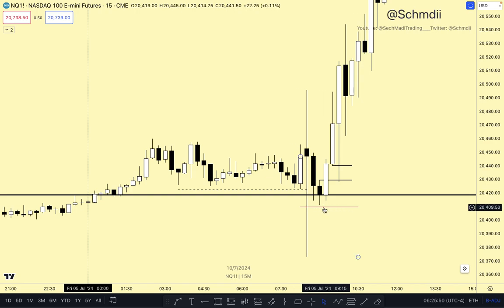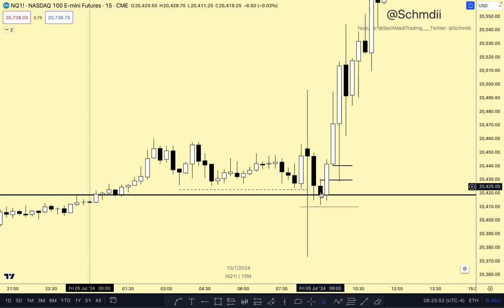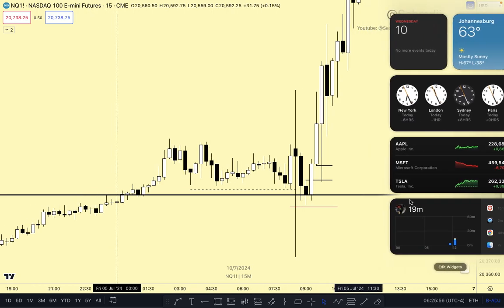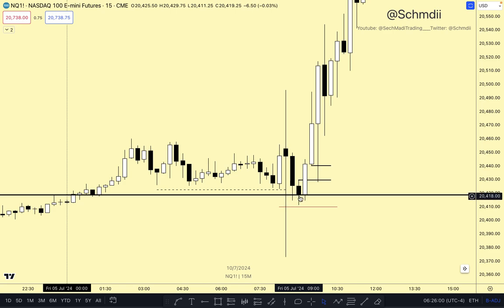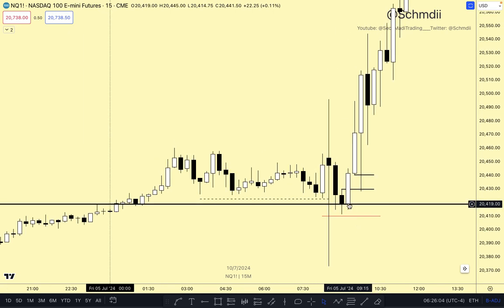You can see we didn't get anywhere near that midway point, and also note how price is respecting that 4-hourly order block that we drew up earlier. No close below the order block, right? Price then begins to shoot up. This 15-minute candle there and this 15-minute candle there. We got the 9:30 move.